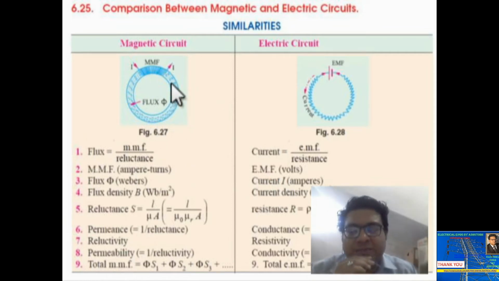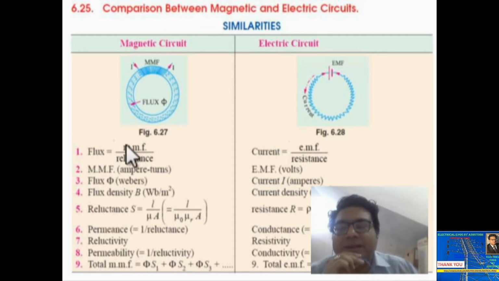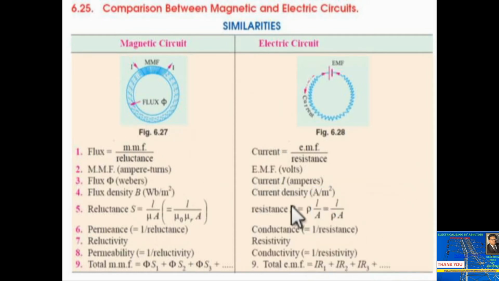So when flux flows or is set up in the iron core, what happens? There will be a resistance, an opposition offered to the flow of flux, and that is called reluctance in the magnetic circuit. And this is similar to resistance in electrical circuit. You see, this is the resistance of wire in electric circuit.